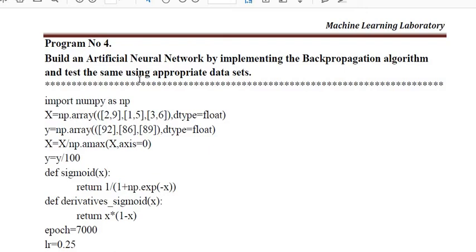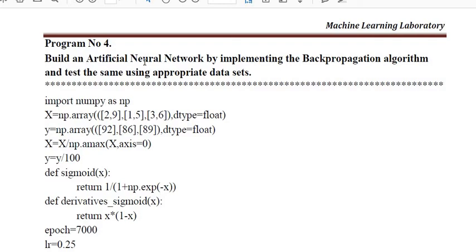So in the last machine learning lab video, I uploaded the third program, on the ID3 algorithm to construct the decision tree. In today's video, I am going to explain the fourth program of our lab, which is based on artificial neural network.